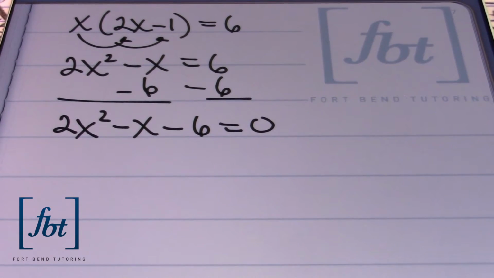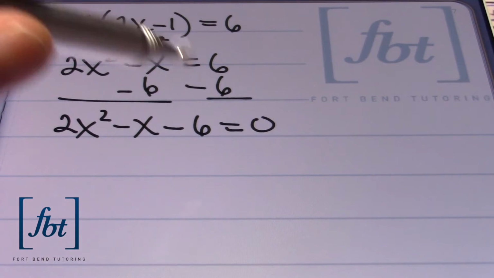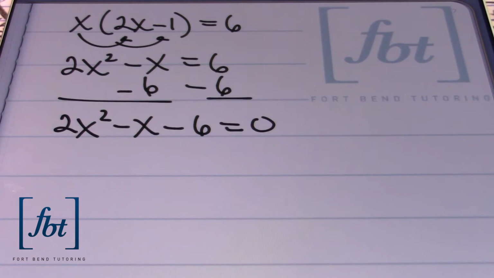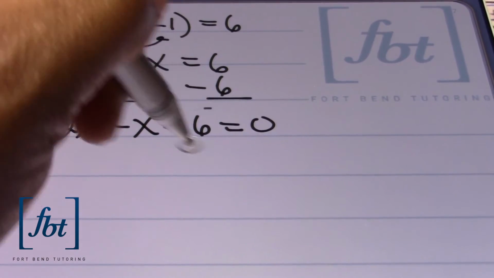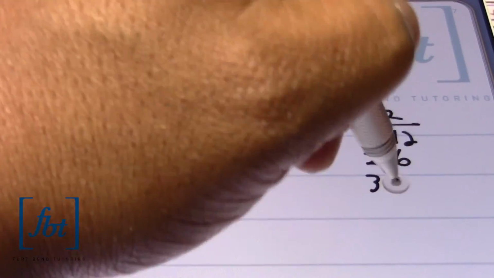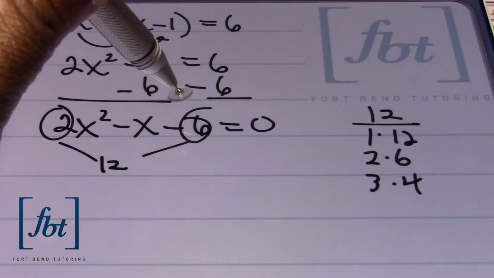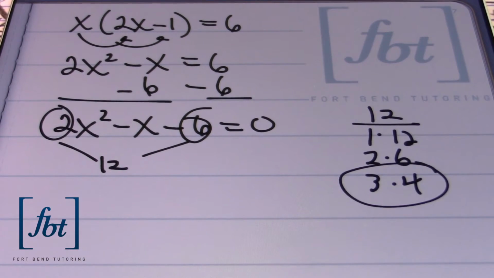So my hope is that we'll find a product of our A and C coefficients that will have factors that will subtract to give us 1. So by multiplying 2 times 6 here, you'll end up with 12. And looking at factors of 12, we have 1 times 12, 2 times 6, we have 3 times 4, and 2 factors of 12 that will also subtract to give you 1 will be 3 and 4.